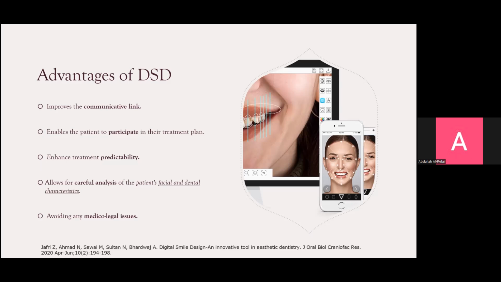Also, it allows us to enhance the treatment predictability because it allows for a careful analysis of the patient facial and dental characteristics.